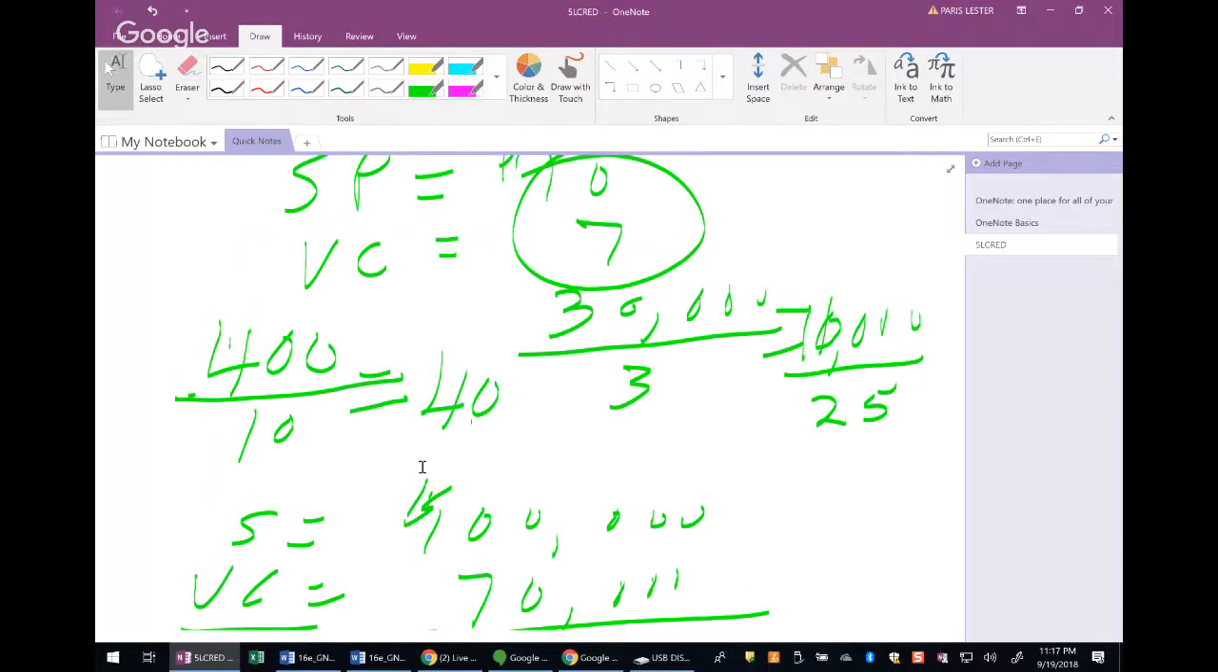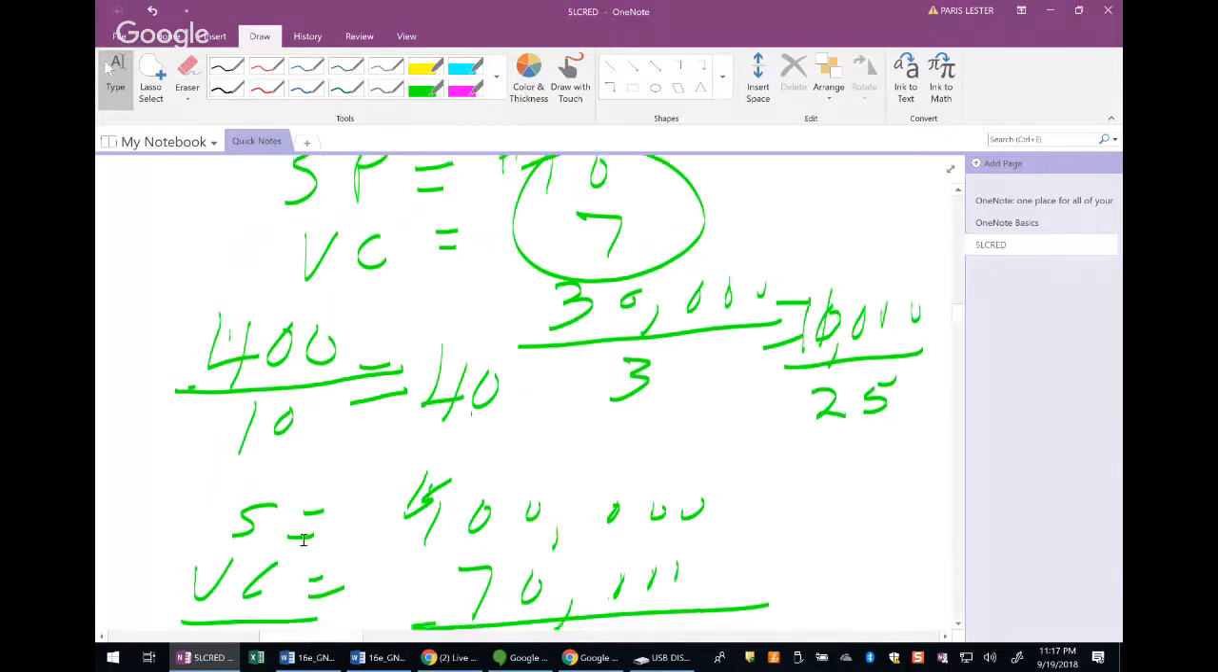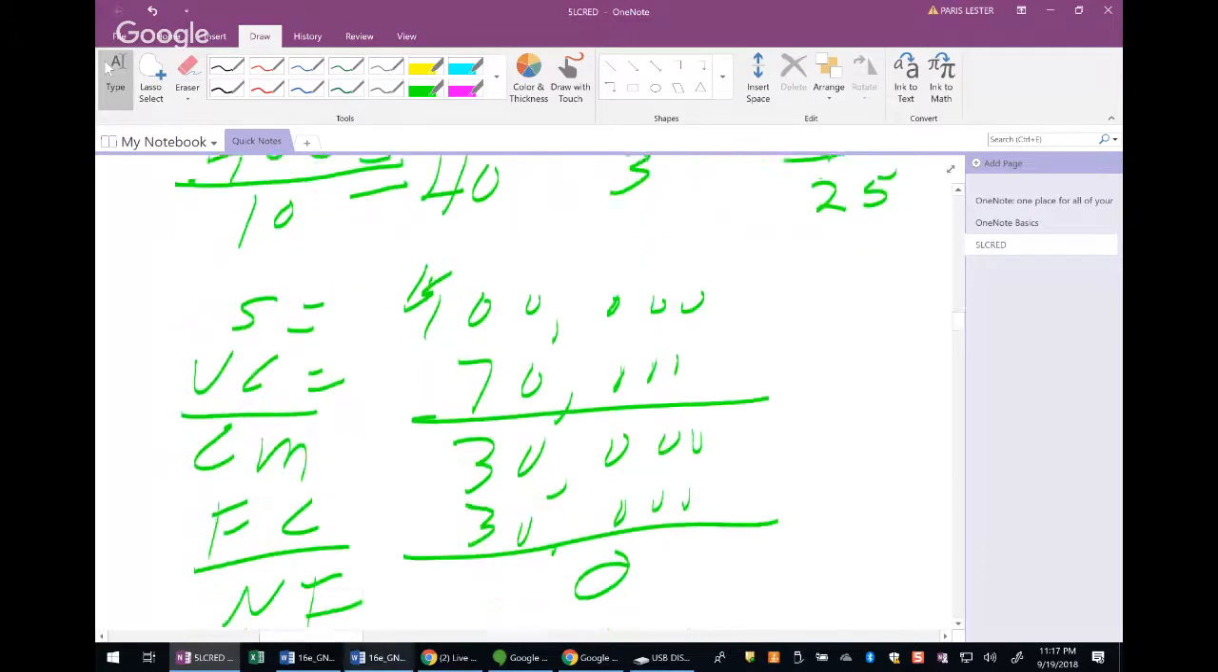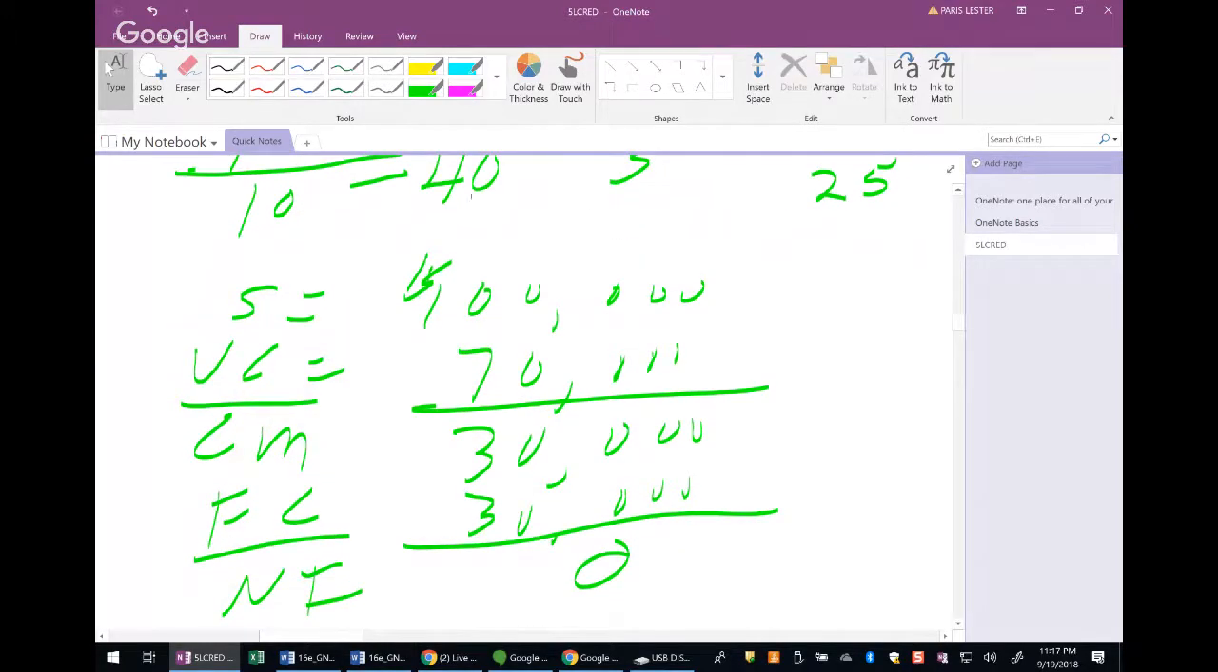We can turn that around. Now we know that our break even in dollar sales is 100,000. We can find dollars, but we can find dollars before that. All right. If this is 100%, this is 70%, and CM is 30%. 100% minus 70% is 30%.